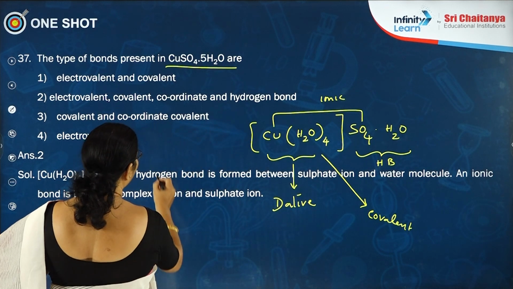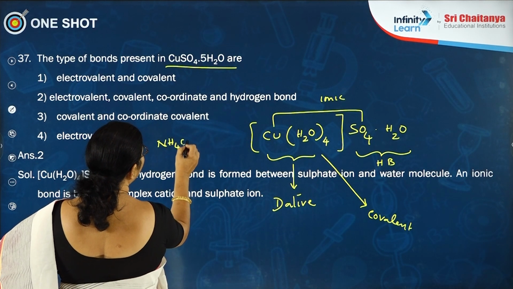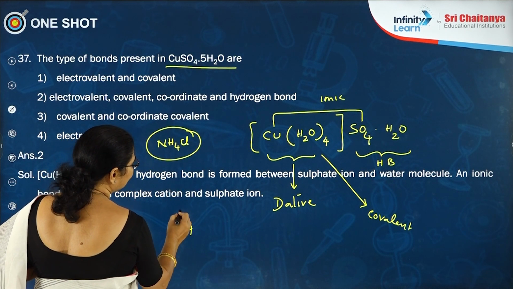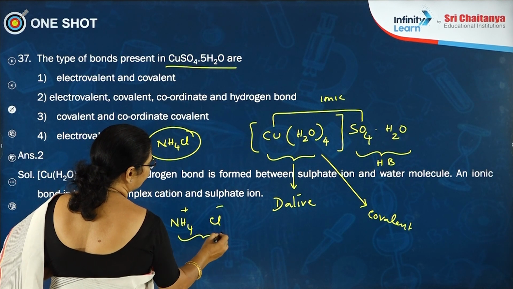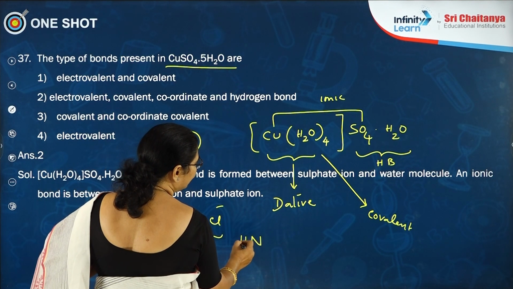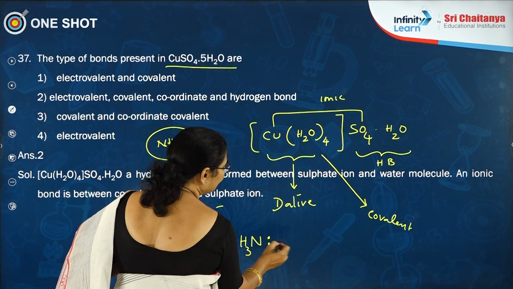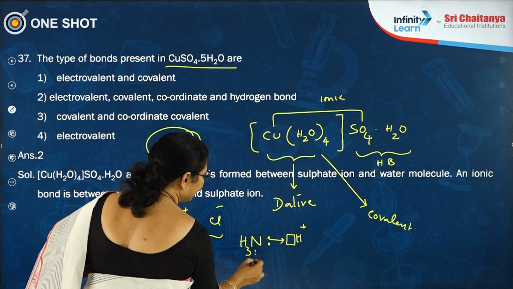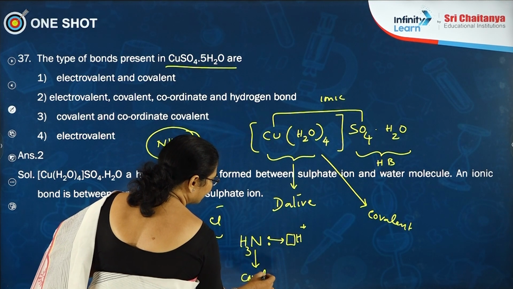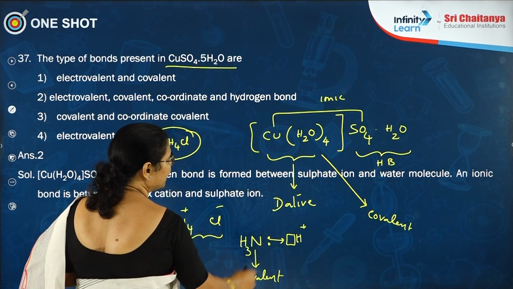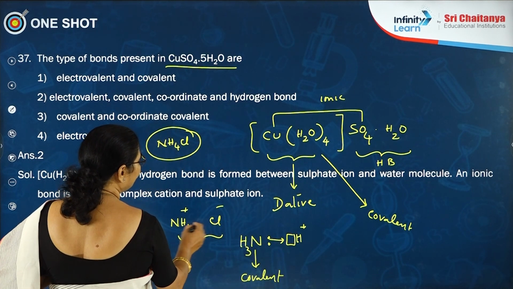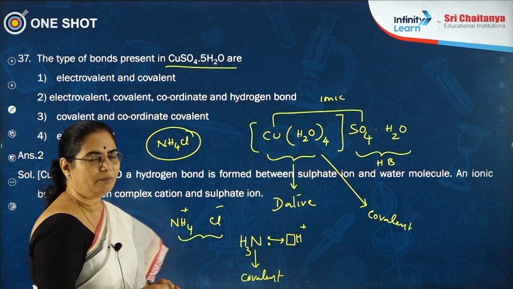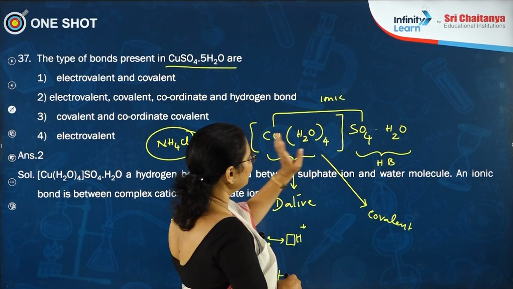In yesterday's class, some people asked how NH4Cl is an example for ionic, covalent and dative. NH4Cl is nothing but NH4 plus and Cl minus; ionic bond is present between these two. In ammonia there is a covalent bond. Ammonia with proton H plus, which has no electron, so a dative bond is expected between ammonia and H plus. So, NH4Cl is the best example for ionic, covalent and dative bonds, but additional hydrogen bond is also expected.